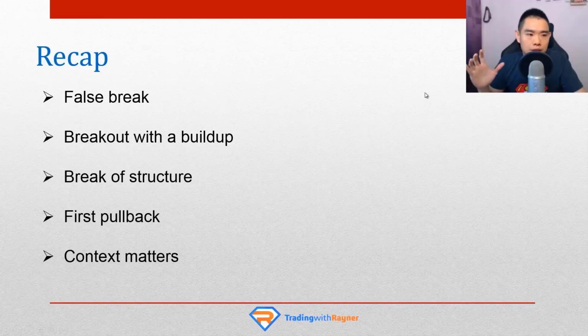Number one, the false break price pattern that we spoke about, basically a reversal trading pattern. Number two, the breakout with the build up, looking for consolidation before you buy a breakout. Number three, the break of structure, so you can enter the start of a new trend with low risk. Number four, the first pullback. Even if you miss the first wave of the move, don't worry, you can look for a first pullback to get on board the trade. And finally, context matters. So don't just focus on the pattern. Spend your time focusing on the context of the markets as well.